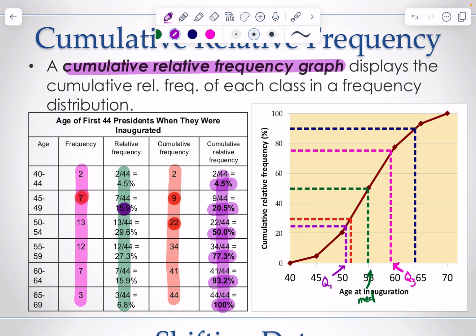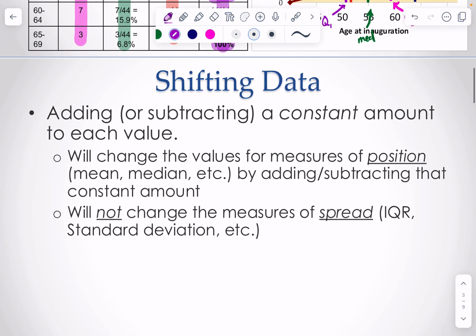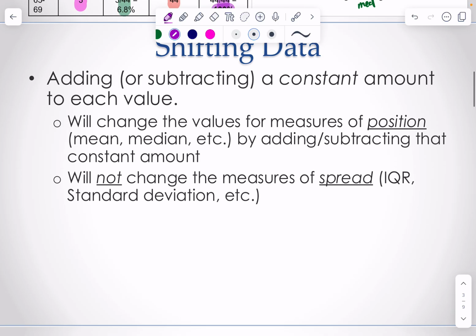And so for the most part, it's either going to be take your percentage, convert to a value, or take your value and convert to a percentage, all of which can just be found by tracing from one spot to another on the graph there. Okay. So then that takes care of the cumulative relative frequency. As far as shifting data, so this is where our transformations come in. So when we take our data set and we transform it in some way, it means we're either adding or subtracting a constant amount. That's what shifting would represent.